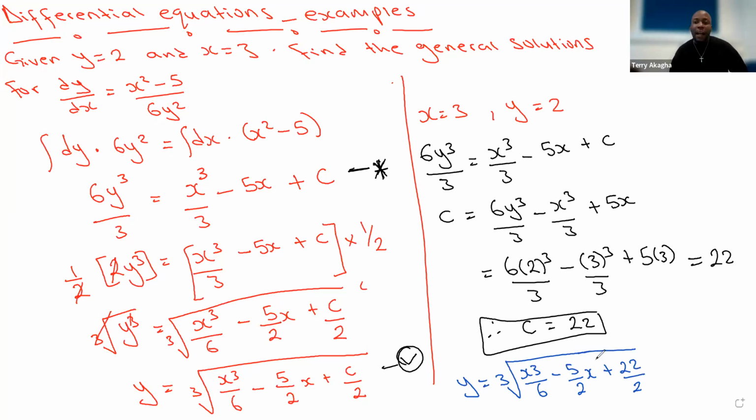But we can simplify 22 over 2, okay? And that will give you 11. So that means I can write it here to be what? 11. And the answer for this expression is y is equal to the cube root of x cubed over 6 minus 5 over 2x plus 11. All right. That will bring us to the end of this video.